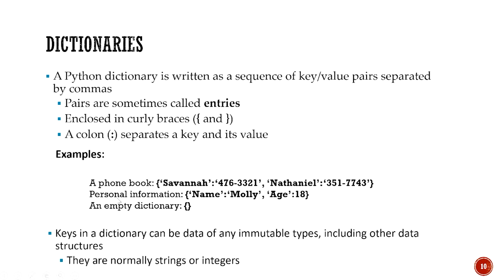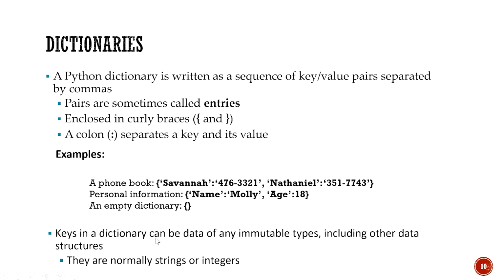In the next line, you see personal information. It's again a dictionary with two keys. The first key is name and its value is Molly. The next key is age and its value is 18. And if you want to have an empty dictionary, then you have the empty curly braces.